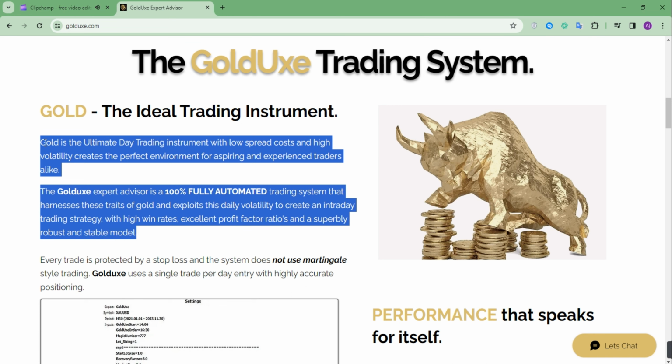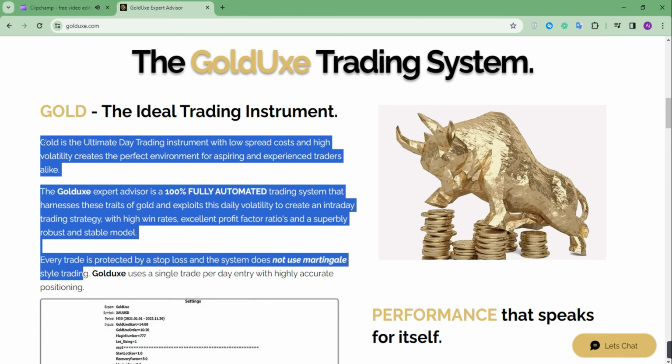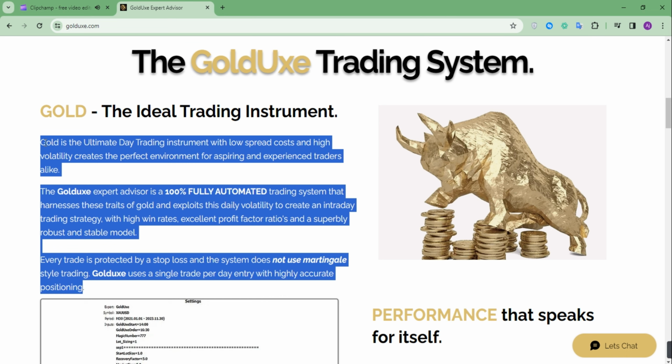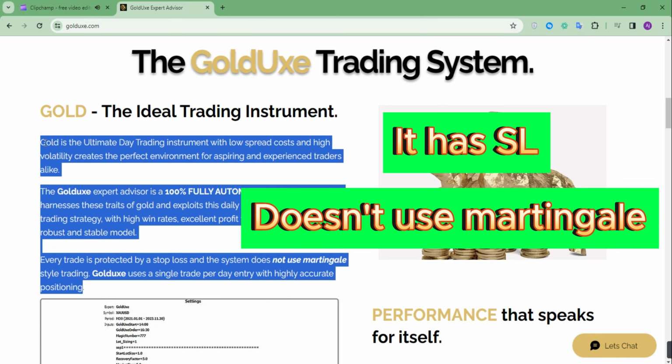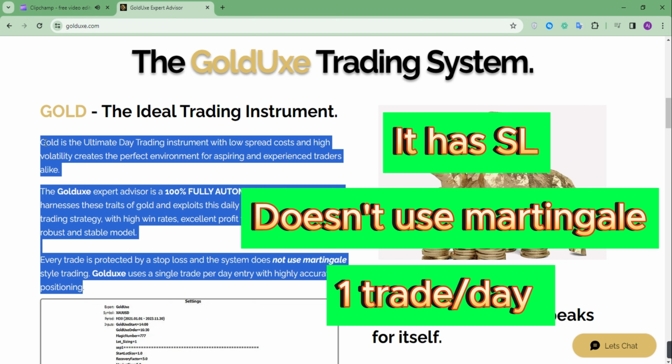stable model. Every trade is protected by a stop loss, and the system does not use Martingale-style trading. It uses a single trade per day entry with highly accurate positioning. To sum things up, it has stop loss, doesn't use Martingale, and takes one trade per day with high accuracy.